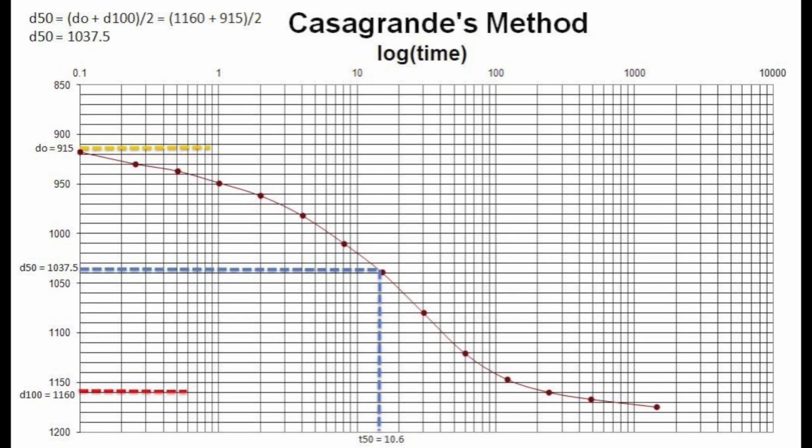Next we find 1037.5 on the y-axis and read off the corresponding time, T50, from the plotted data. This value is the time it takes for 50% consolidation to occur under that unique pressure which you are applying to the sample. T50 in this case is 10.6 minutes.